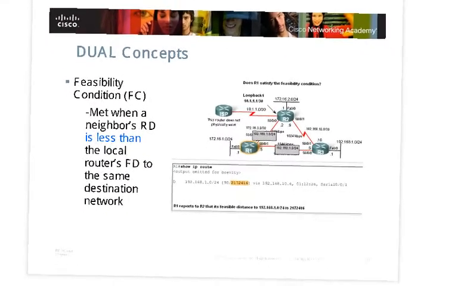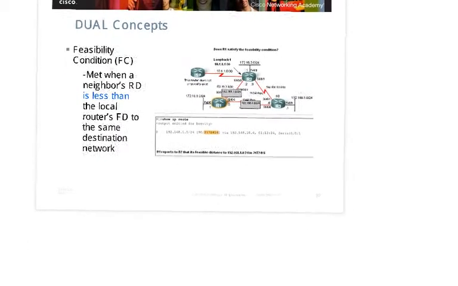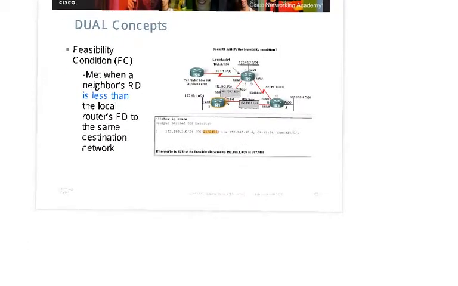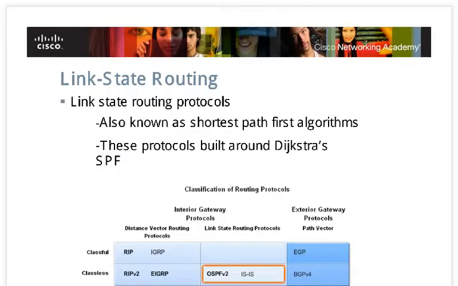So this is what we call the feasibility condition. It's met when the neighbor's reported distance is less than the local router's feasible distance. If that condition is met, then we consider router 1 as a feasible successor to router 2. Okay?